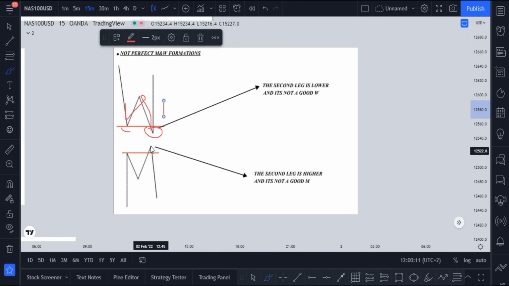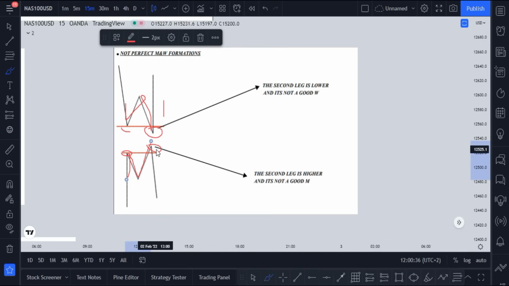As you can see, the second leg over here is higher than the first leg, and that just shows us that the market is still creating a higher high, a higher low, and then a higher high, right? So a higher high that breaks past the first higher high over here. That should be showing us an uptrend, and that is how the uptrend forms, right? So that is why we say these are not the perfect M formations, though they're still M formations, right?